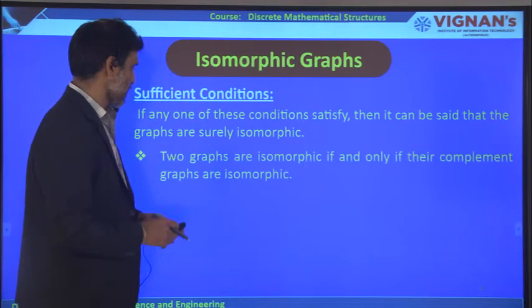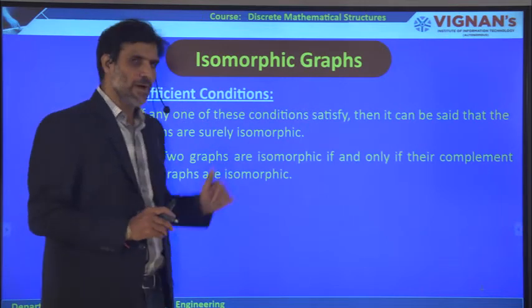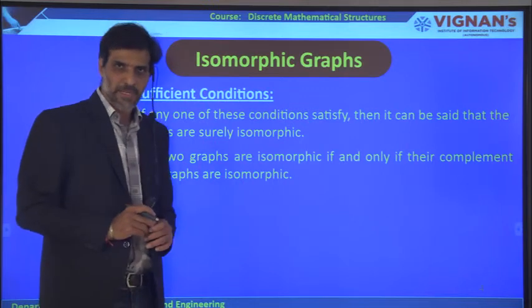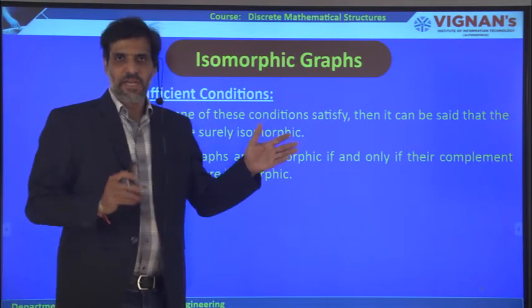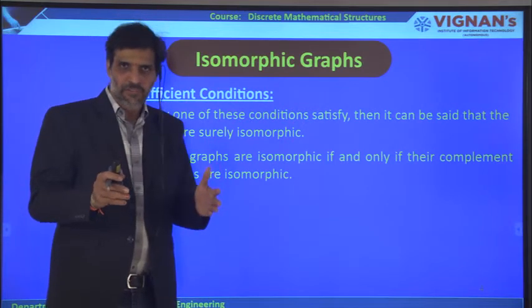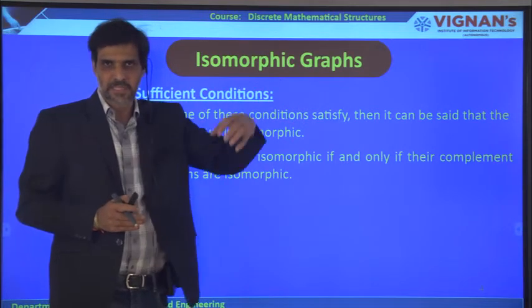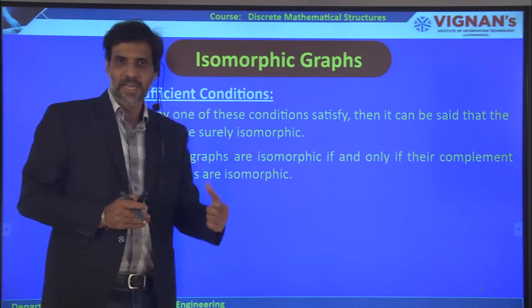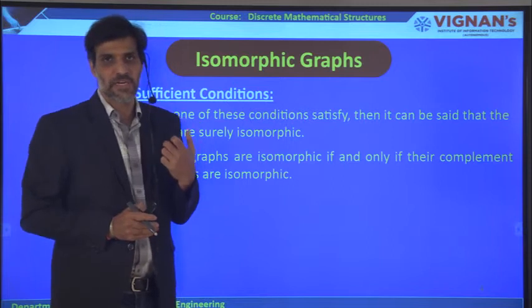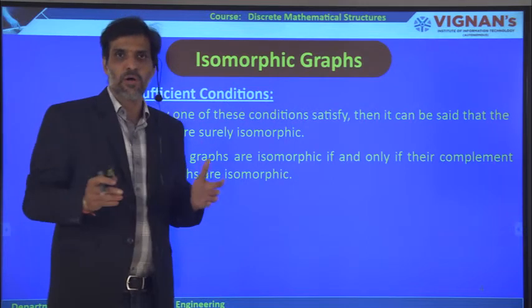What is the first condition? 2 graphs are isomorphic if and only if their complement graphs are isomorphic. That means the first graph you can take and the second graph you can take, and these 2 graphs are said to be isomorphic. It has to satisfy the necessary conditions first, and then one of the sufficient conditions. At least one of the sufficient conditions is enough. No need for all the conditions.